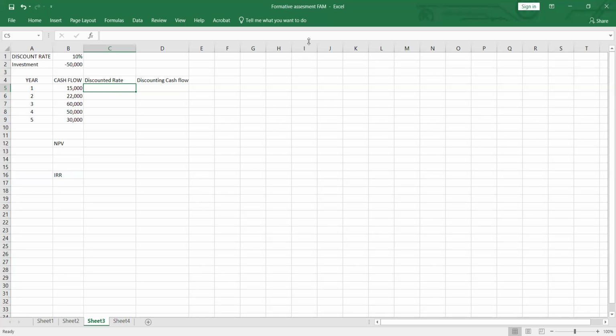So the formula is 1 upon 1 plus rate. We use the formula like 1 upon bracket 1 plus 10%. Sorry, contest to that. So now we use the dollar sign because the 10% is a fixed rate. So I put the column, bracket, and into this.